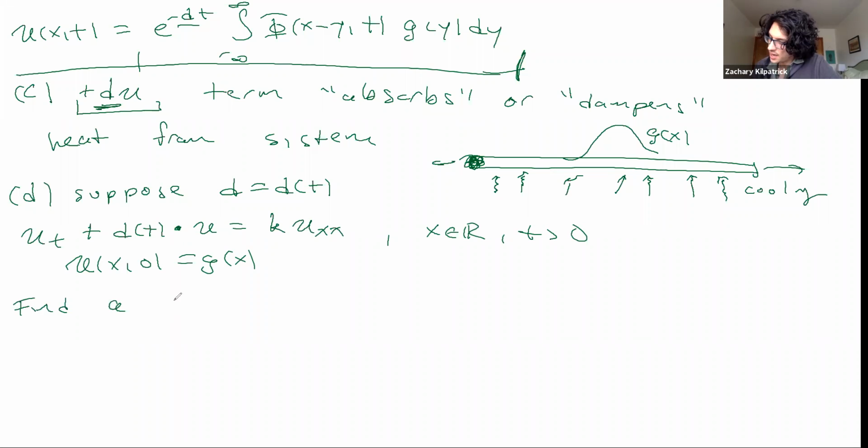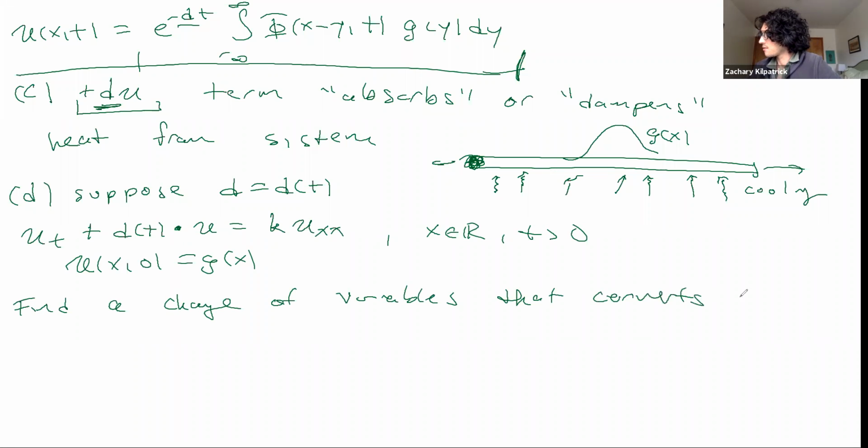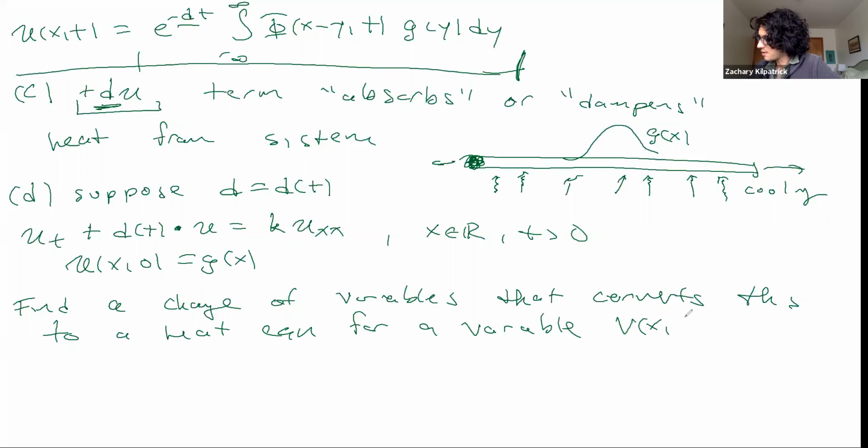Find a change of variables that converts this to a heat equation for a new variable v of x,t, okay? So maybe play with that for 5 minutes and see if you can figure out how to adapt what you learned in part A to find the right change of variables in this case.